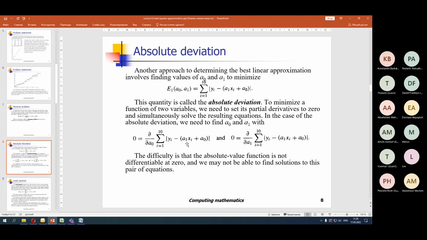Another approach to determine the best linear approximation involves finding the values of a0 and a1 to minimize the sum of the errors. Let's denote it as E1 of a0 and a1. If somebody gives me their coefficients a0 and a1, I can compute this sum because xi and yi are given data.